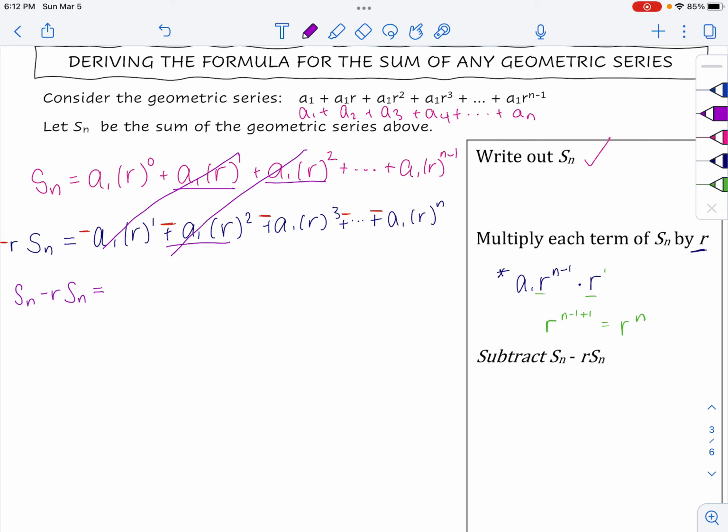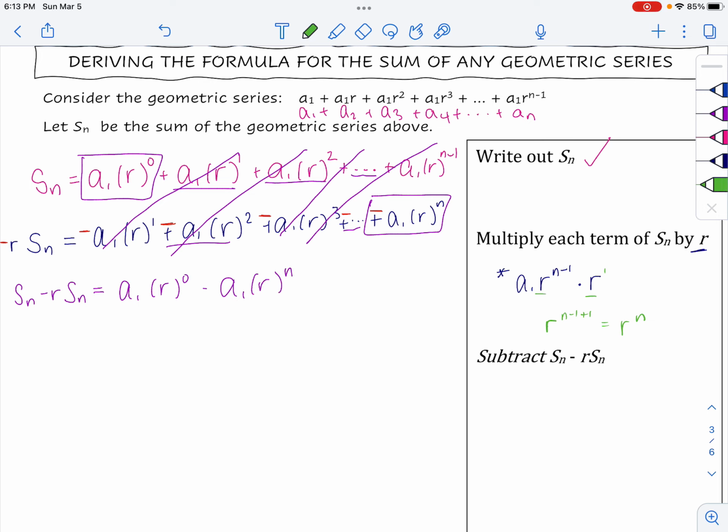And if you remember when we did this, we had a whole bunch of canceling, right? Everything canceled except for the first term and the last term. So I know that we can't see what's in here because of these dot, dot, dots, but we know that as this pattern continues, every term cancels except for the first in the first and the last in the last. So we can assume that that happens here as well. We're left with a sub 1 times r to the 0 minus a sub 1 times r to the n.